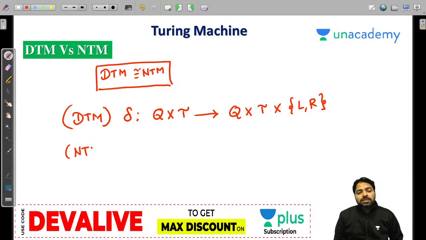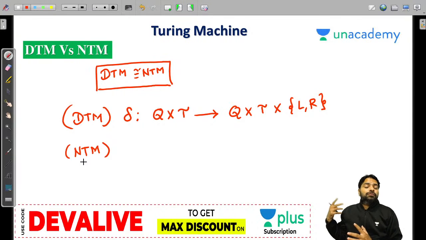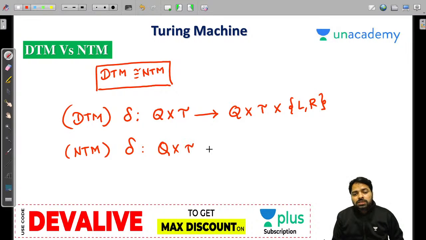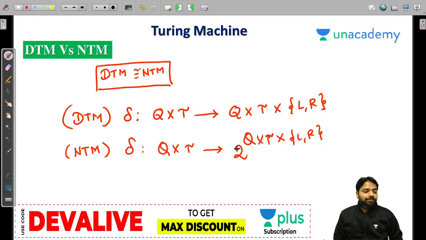And don't assume this is the definition used for every Turing machine, that is wrong. There are different types of Turing machines, configurations are different, then the DTM definition can slightly change. And for the NTM, delta is Q cross tau to 2 power Q cross tau cross L comma R. You will have non-deterministic choices for NTM.